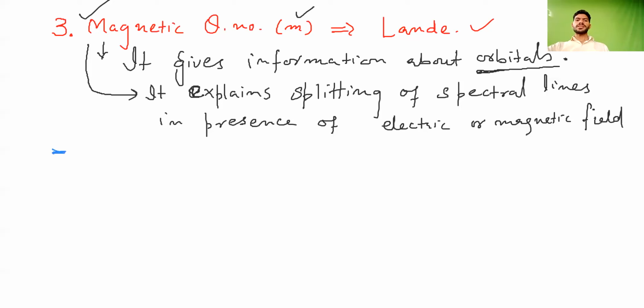So you can just say that this magnetic quantum number gives the orientation of an electron. So that means whether electrons lie in the x-axis, the y-axis or the z-axis. So that is actually the orientation. It gives orientation of an electron.